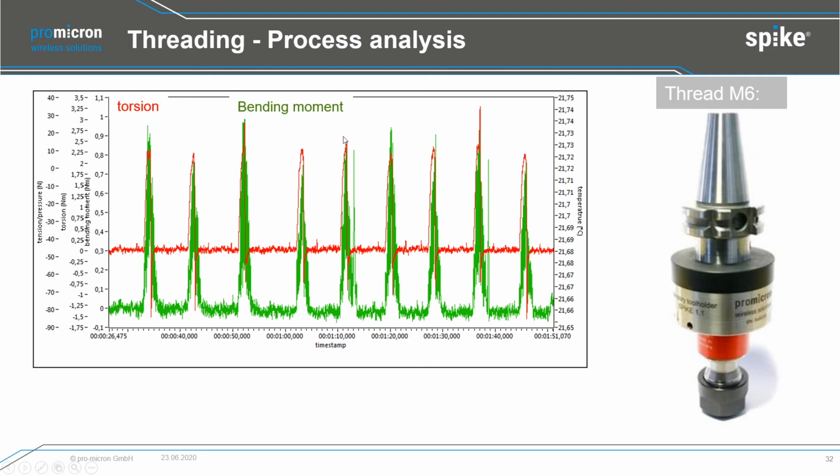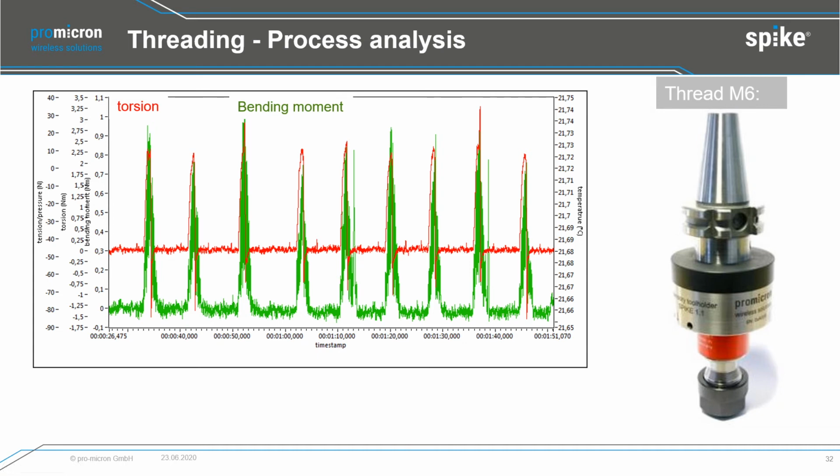Here we have another trial, also threading with an M6 thread, and you see here the torsion and the bending moment signal. 2 of 9 holes have a special situation, and you can see here this peak, and you can see here this peak at the end of the operation. Only 2 of 9 have this.